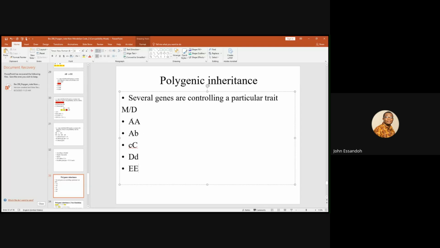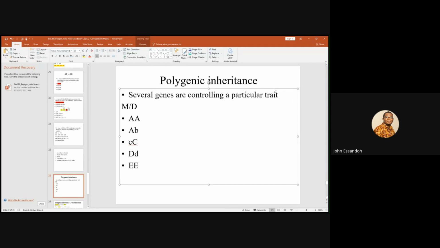So when it comes to polygenic inheritance, this is whereby several genes, which are not actually related in any way, are in different positions in various chromosomes. And all these are working together to control a particular trait. So we have different genes in different positions, different loci, working together to control a trait.